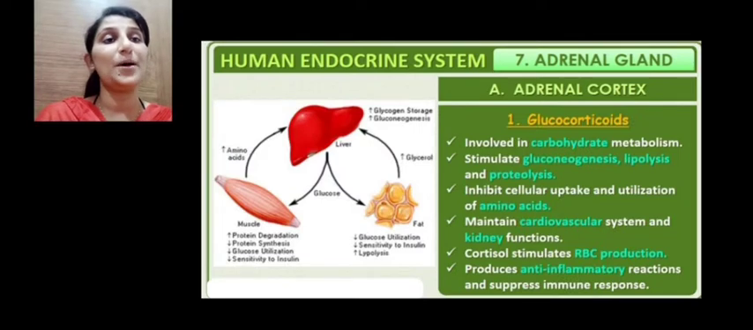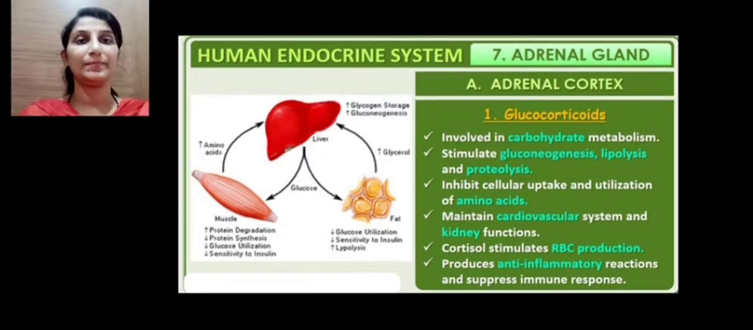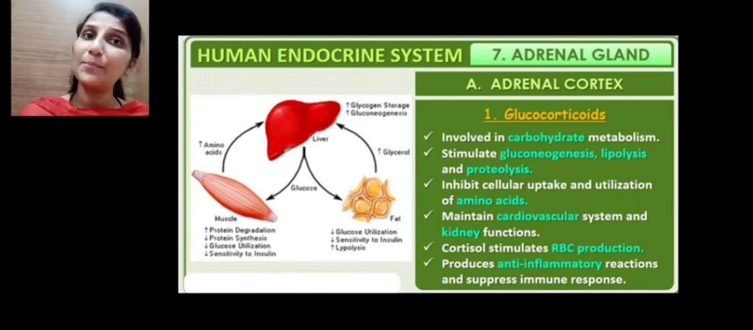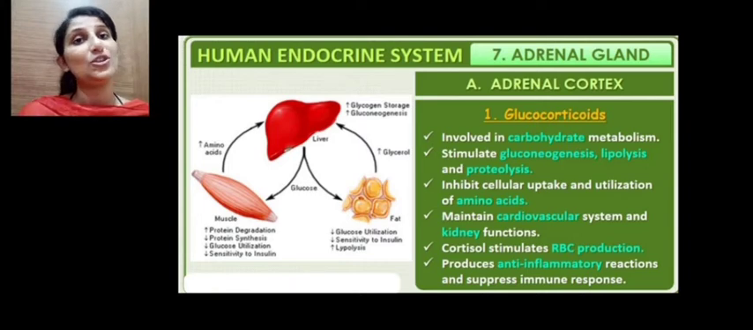Let us first learn about the glucocorticoids, which are secreted by the adrenal cortex. The main functions of the glucocorticoids: they are involved in carbohydrate metabolism, that is, the breakdown of carbohydrates into simpler compounds, and how they are assimilated and utilized. They stimulate gluconeogenesis, lipolysis, and proteolysis. Proteolysis means breaking down of proteins into peptides and amino acids, simpler forms of proteins. Lipolysis is a method to mobilize a stored form of energy. Breaking down of lipids is called lipolysis.